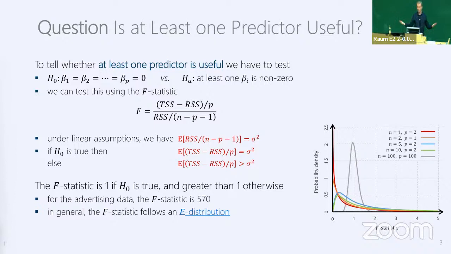Because in both cases, we still get the answer, is at least one useful? What could possibly go wrong if we test each individually? You here in the front.